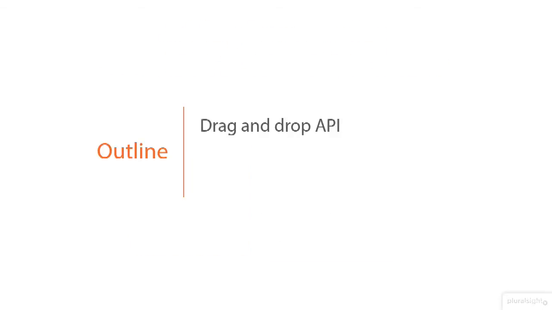We're going to start this module by adding functionality for the shopping cart. Instead of using regular buttons to add a product to the shopping cart, we are going to allow the user to drag a product to the shopping cart. For this, we'll use the newly added drag and drop API.